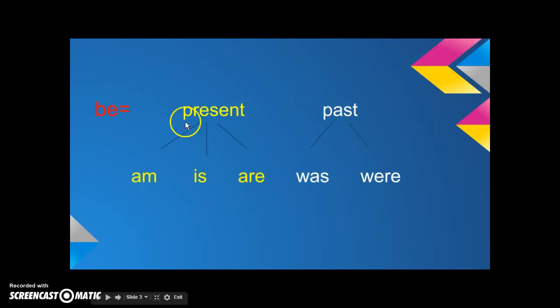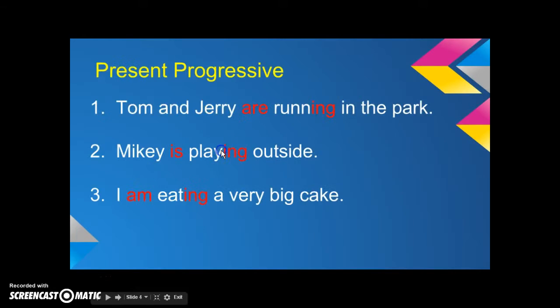So be is divided into present and past. Today we will talk about the present. In the present we have am for I, we have is for the subjects he, she or it, and we have are for the subjects they or we. In the past we have was or were, but again this is not for now.